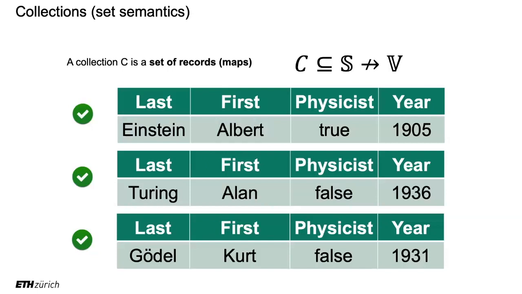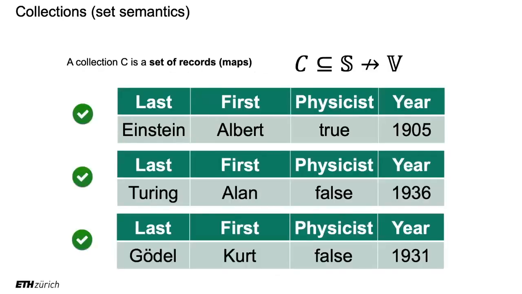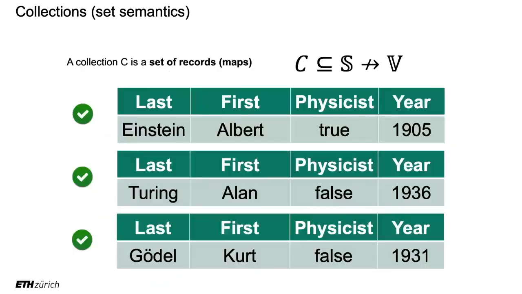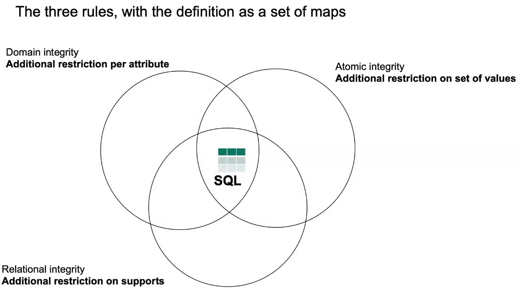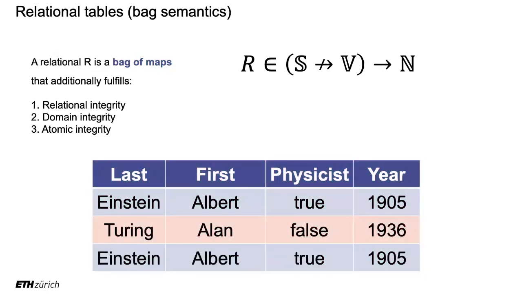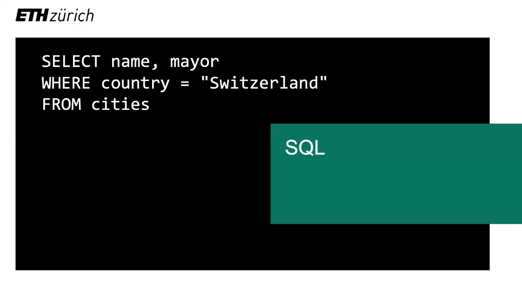Then we saw the second definition as a set of records. We saw that we need to add additional restrictions on top, but this is great because for big data, we just drop these restrictions. So technically, this is big data ready, right? I can just also have collections that are not relational tables. All right, but this is for the next semester. So a relational table would be a set of maps in that sense. I can have bags of maps that also fulfill these three, and lists of maps that also fulfill these three constraints.